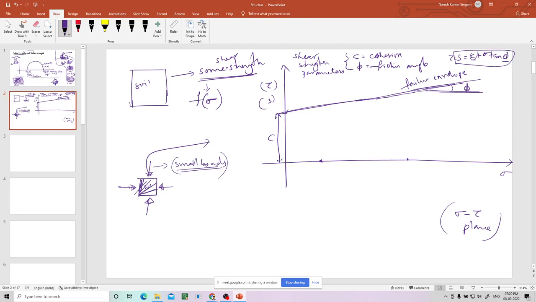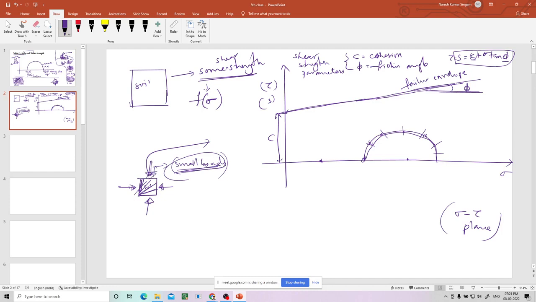Now, for that small load, I will draw a Mohr circle here. This Mohr circle has many points, many planes. None of the points is reaching this failure envelope. They are well below this failure envelope. That is the reason why for these loads which are causing these stresses, it will not fail.